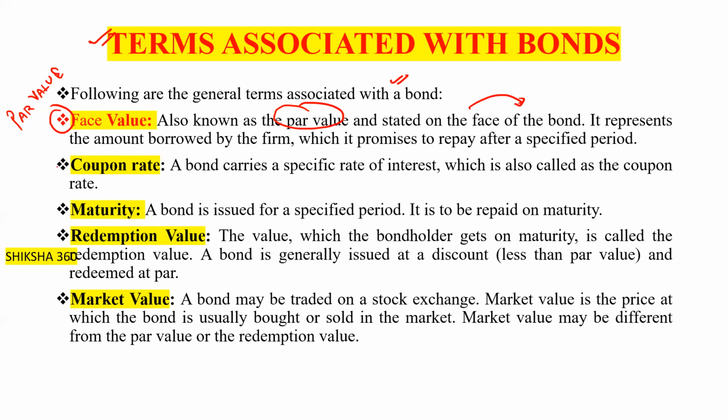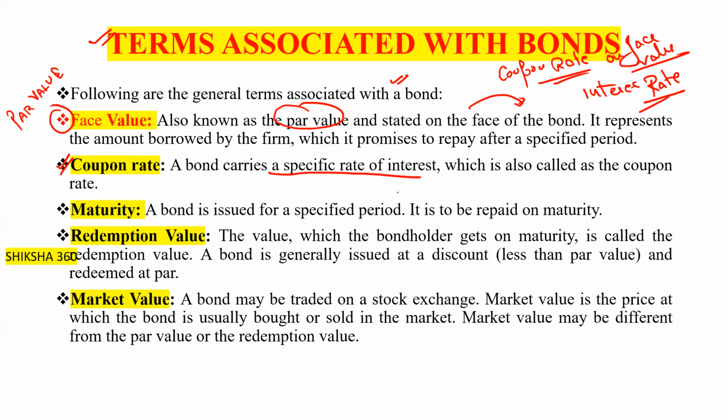Next one is the coupon rate. Coupon rate is calculated on the face value. Please understand that there are two things that may be given in the question: the interest rate, which we have to calculate, and the coupon rate, which we directly take as a percentage of the face value of the bond. So a bond carries a specific rate of interest, which is known as the coupon rate.